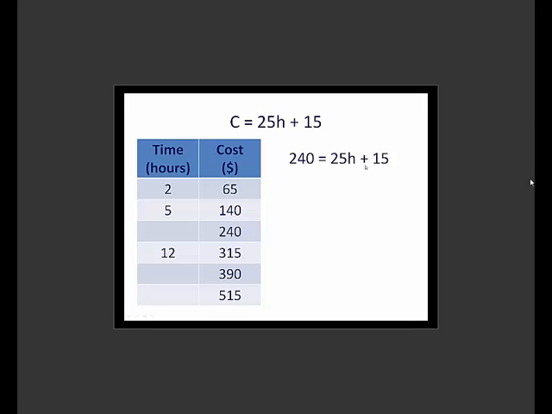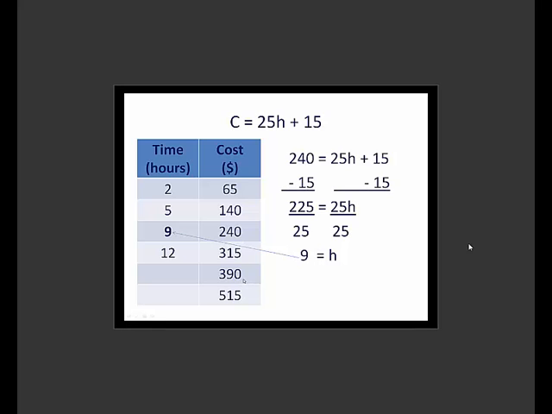So let's get rid of this unwanted term first, which is 15. We're going to subtract 15 from both sides of the equal sign. And I get 225 equals 25 times H. Now, how do I change this coefficient to 1? Well, we learned from earlier lessons that we just divide by the coefficient. And if we divide the right side by 25, we've got to do the same thing to the left. And 225 divided by 25 is 9. So 9 equals H. So that's how many hours it will take to rent a jet ski if it costs $240.